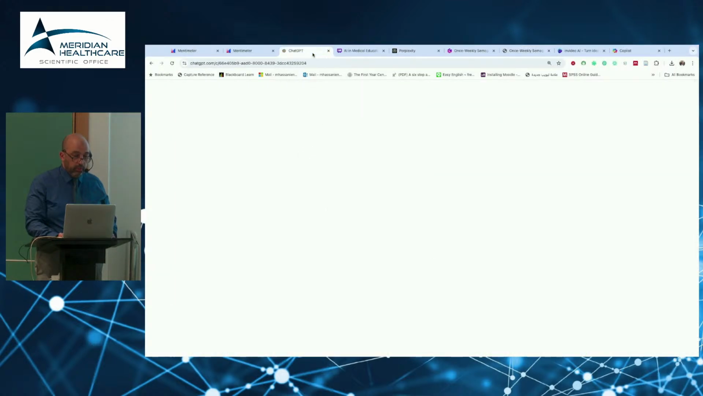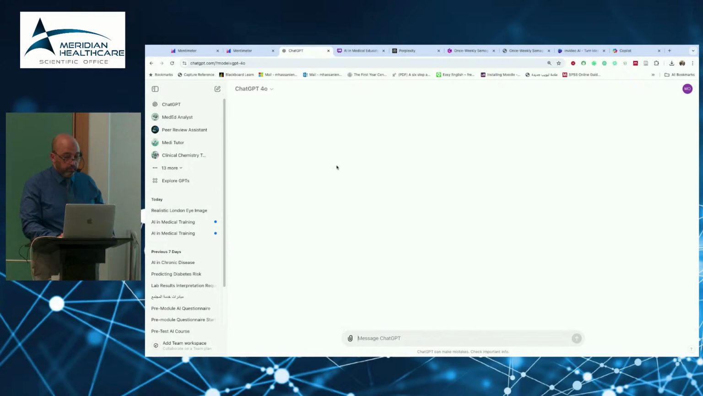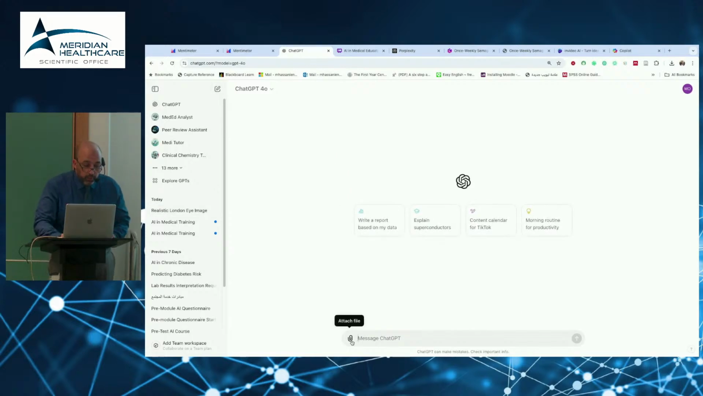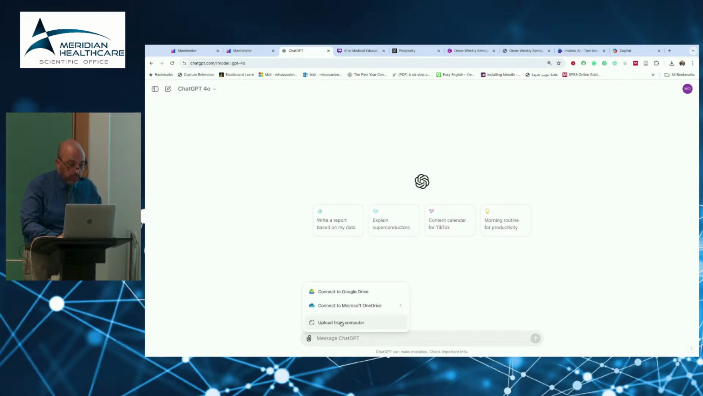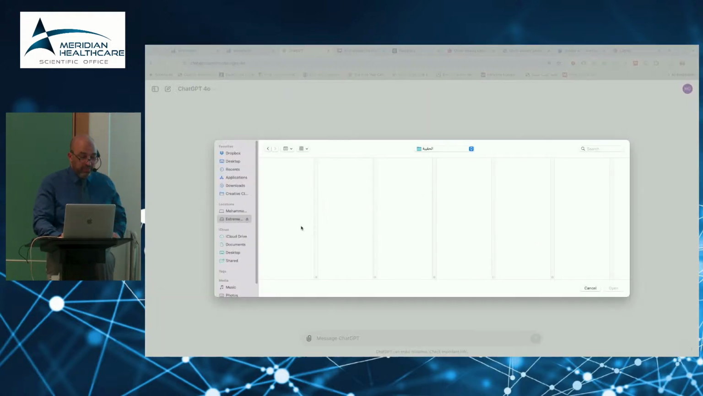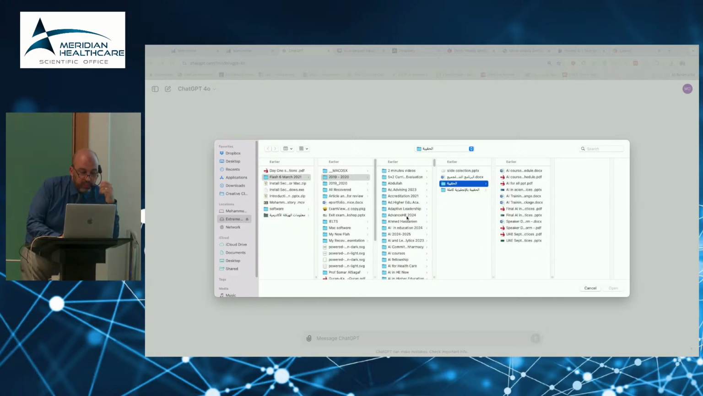So this is ChatGPT. In ChatGPT 4 we have this icon here, which is for uploading files. So attach file, upload from computer. I will attach the same file, which is the article on semaglutide, Ozempic, AI in higher education.